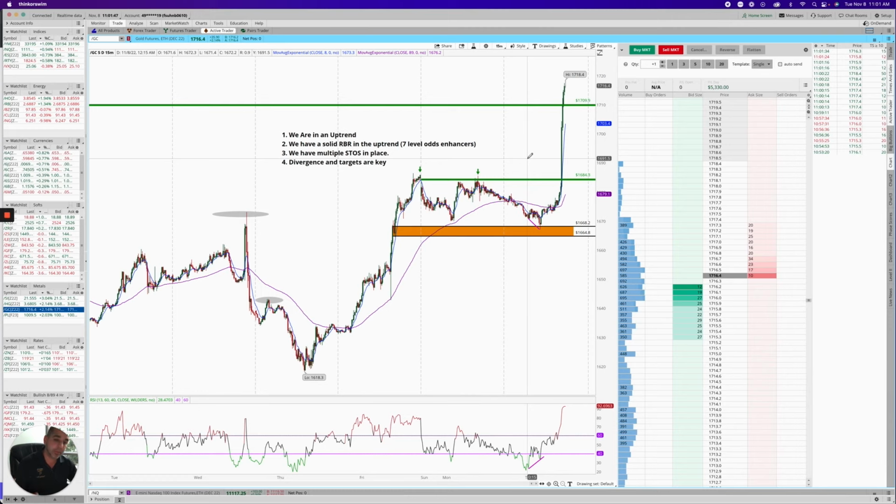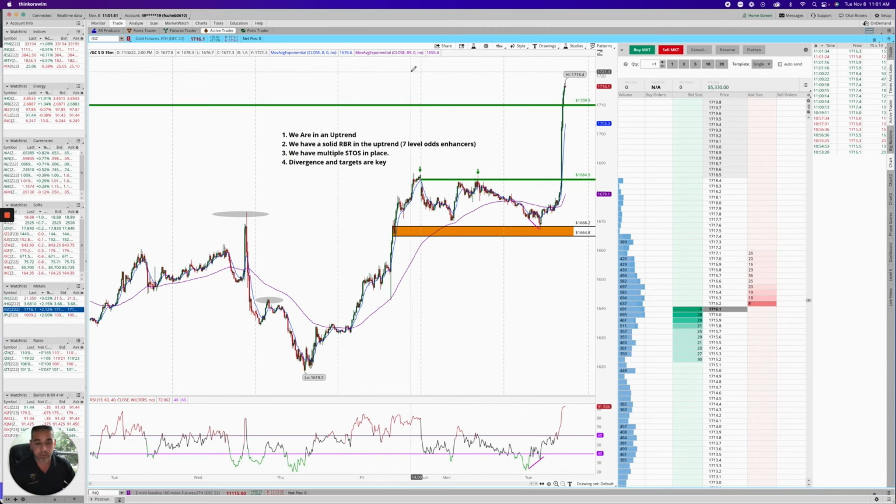So I hope you enjoyed this teachable moment. I hope that this gold trade makes sense on kind of what we're looking at here on Trading Price and kind of how we do what we do.